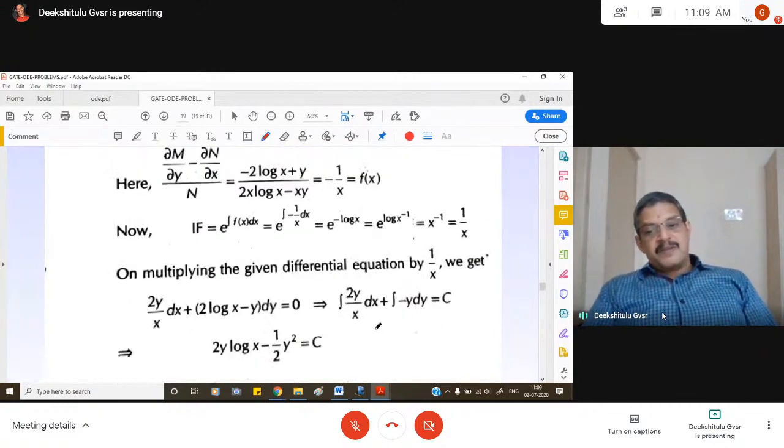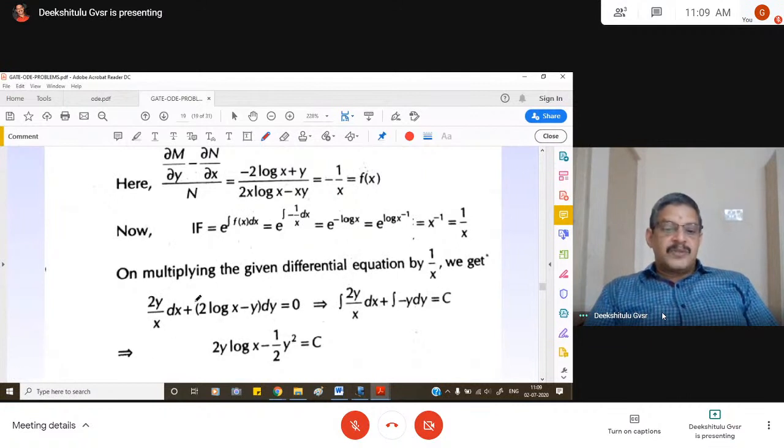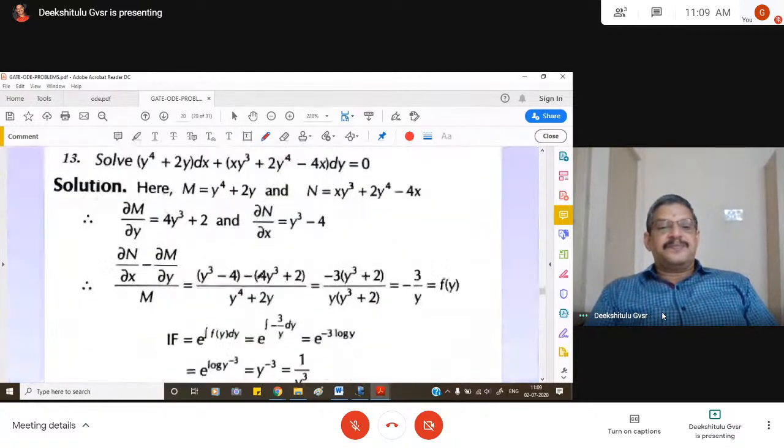And multiplying the equation with 1 by x, the integrating factor, this is what we get. So this will be exact. Assuming it is exact now, we get the solution: integral M dx plus integral of terms independent of x in N with respect to y. So we get the solution.